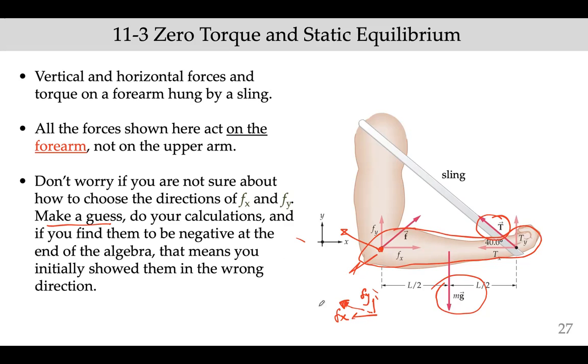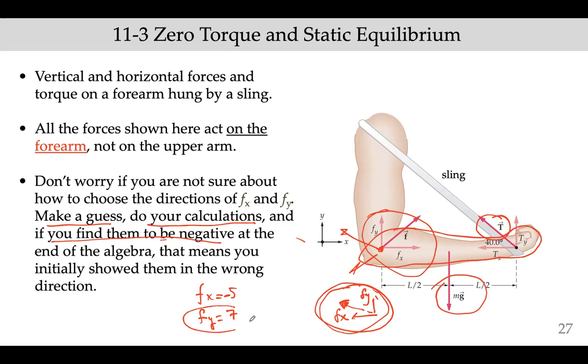You could start from this picture here, or just like this for Fx and Fy, and do your calculations. And if you find them to be negative, let's say at the end you find Fx equals -5. So let's say you chose this one, you find Fx equals -5, Fy equals 7. If you find them to be negative at the end of the algebra, that means you initially showed them in the wrong direction. So now this means we got Fy in the correct direction. But if you find negative for Fx, that means we chose the Fx direction initially in the wrong direction. So the correct direction should be that Fx is in this way, and Fy is in this way.